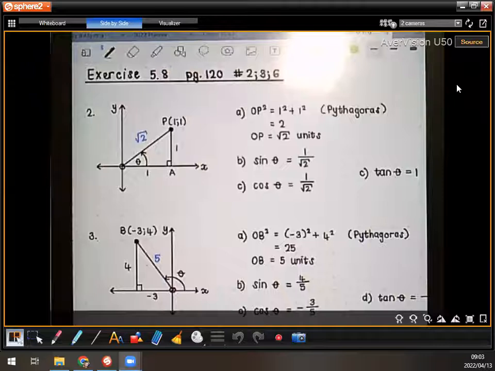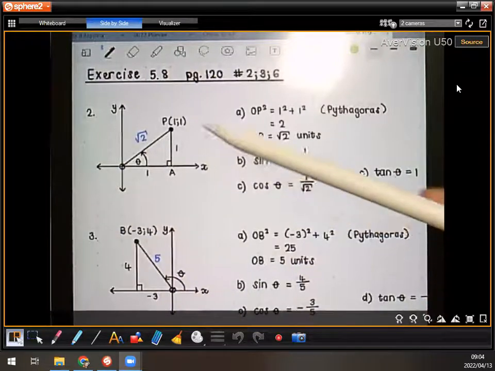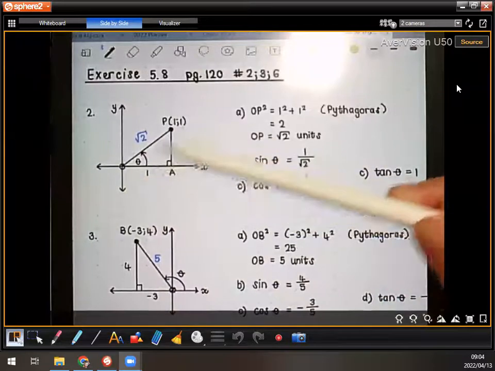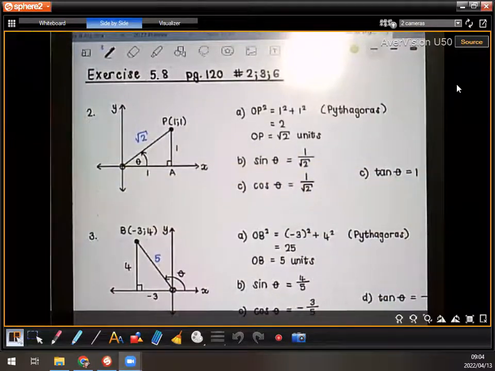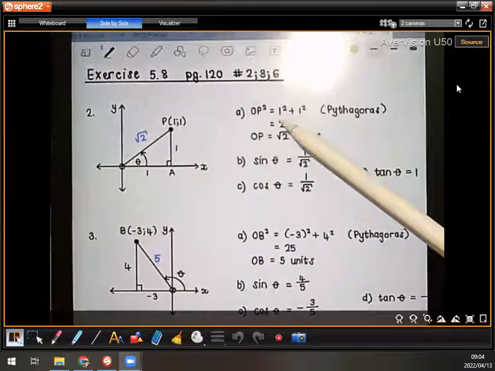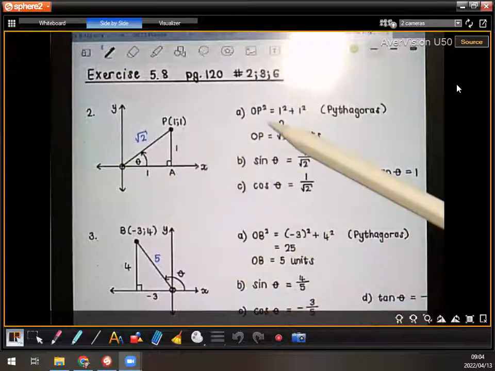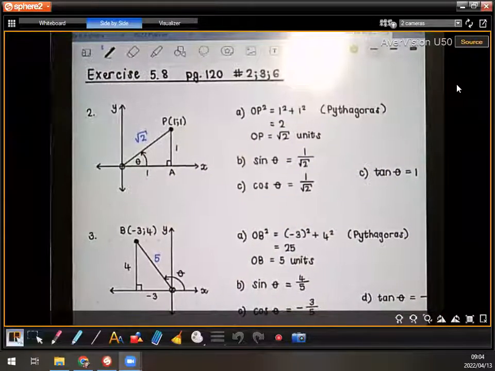Okay, so for question one, they just give you the diagram, but they didn't show you the length of the sides. So point P was the point (1, 1). So the x length is 1, the y length is 1, they are both positive, because they're both on the positive sides of those two axes. So to get OP, which was the first question, you have to do Pythagoras. OP is the hypotenuse, so you do 1 squared plus 1 squared, and then you do the square root of 2. Then you use your triangle to get those three ratios.